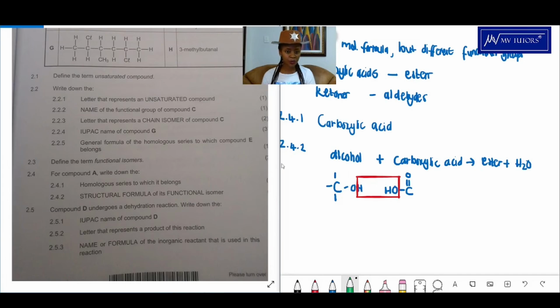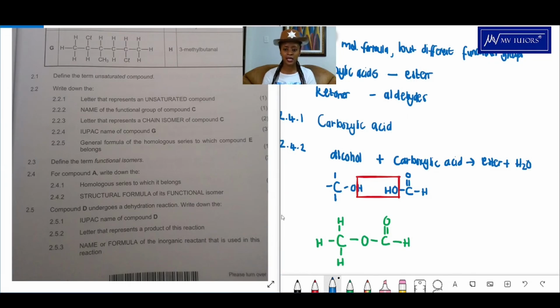So for the structural formula of the functional isomer, you have C connected to H. I'm going to put everything in now because they requested a structural formula. Then we have an O, then another C with a double bond to O and another bond to hydrogen. I actually forgot a hydrogen there. You must always make sure that whatever is surrounding your carbon, it's only 4 bonds, not more or less, unless you have a double bond, but the lines must still total 4. So this would be the structural formula.